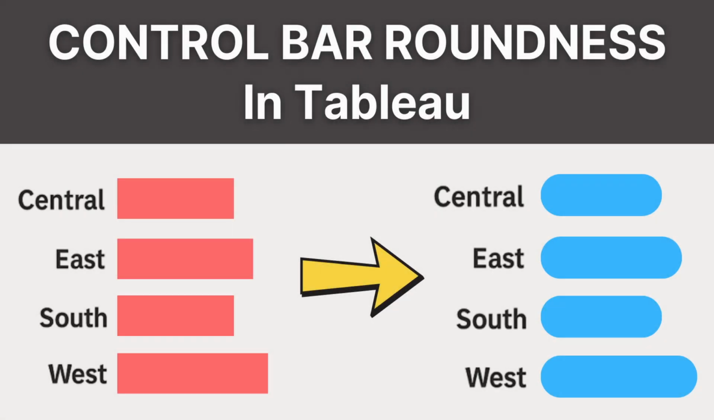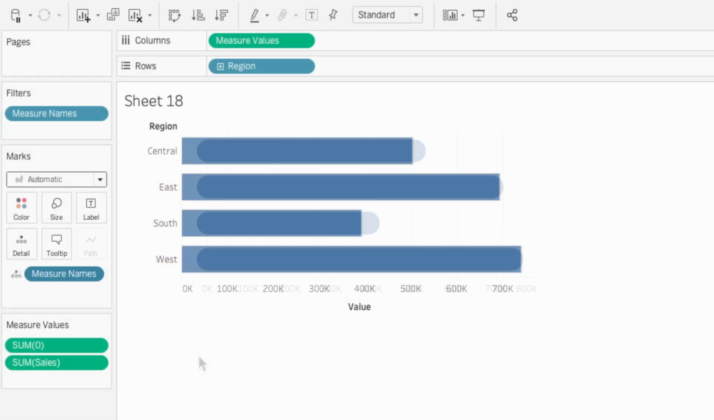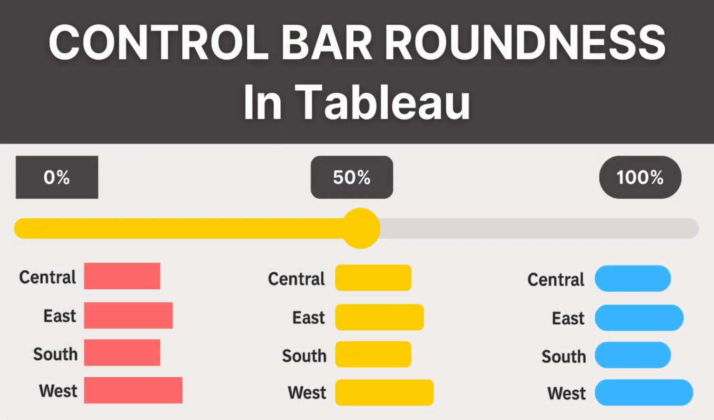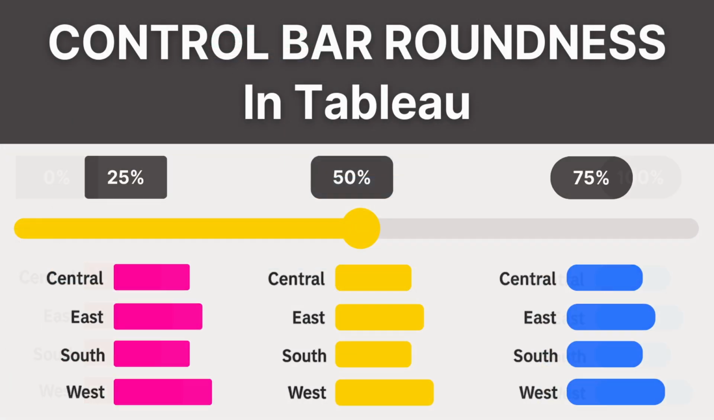Tableau lets you round the ends of your bar charts, but it's all or nothing. Either you get sharp corners, or it's fully rounded on the ends. So if you want something between, I'll show how to control the roundness of your bars. That way you can style them exactly how you want.